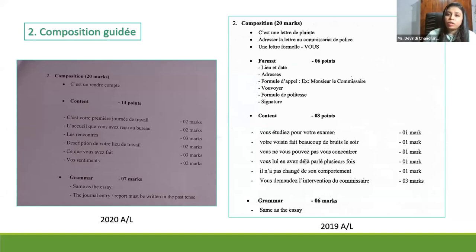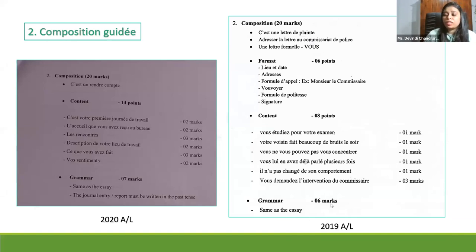So this is about the 2020 paper, and look at the format and the number of marks allocated. It's a big number. And the content is allocated 8 marks, right? So this is about the content deviation. And the grammar is given 6 marks, and this is the same as the essay, which means you will be deducted 1 mark for every 4 grammar mistakes. For spelling mistakes, for every 6 spelling mistakes, you'll be deducted 1 mark. So the same theory that is practiced in the essay would be practiced in the letter as well.